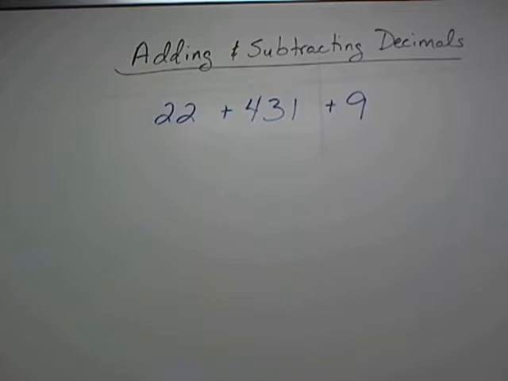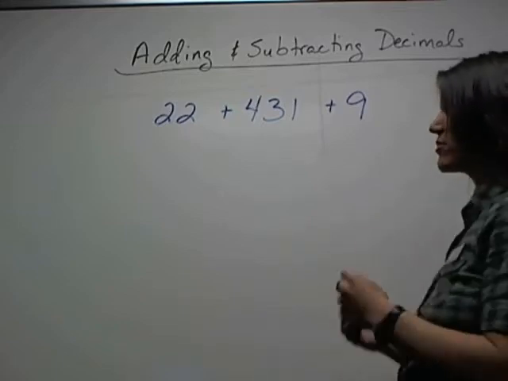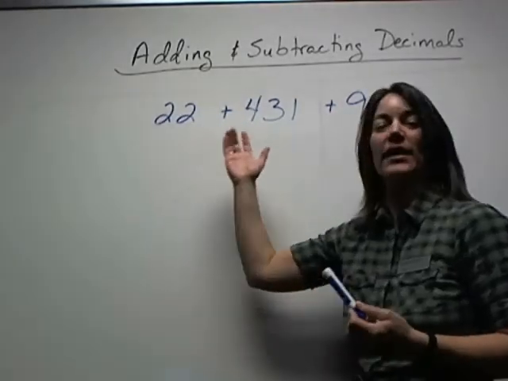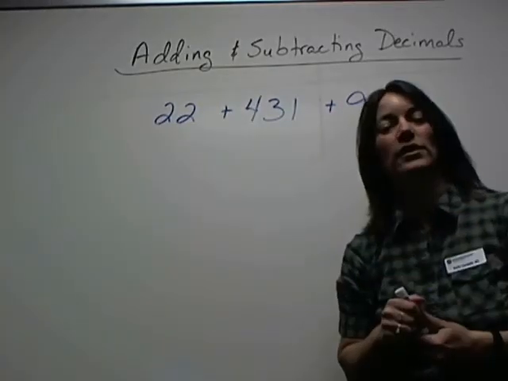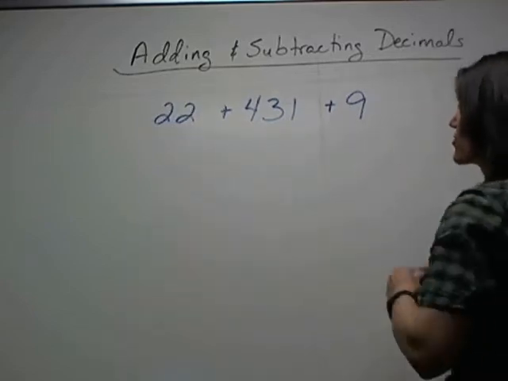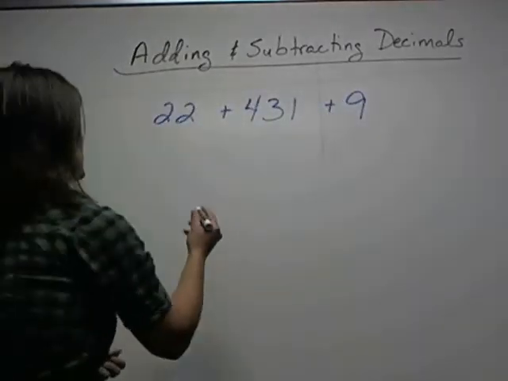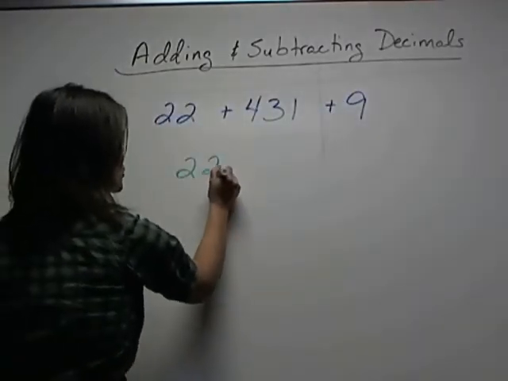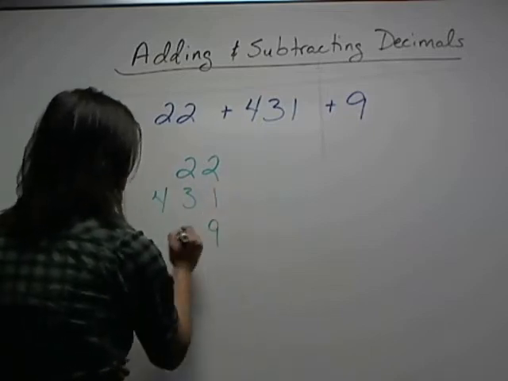For adding and subtracting decimals, before we're actually going to add and subtract decimals, I just want to think about for a moment how we add our regular whole numbers. What did we do in week 1? And if you recall, with adding something like 22, 431, and 9, we would line those up. And we'd say, oh, well, we have 22 plus 431 plus 9.